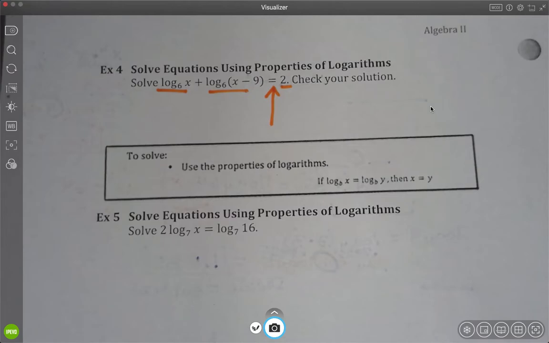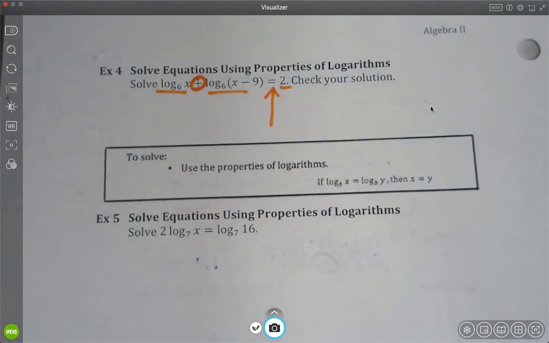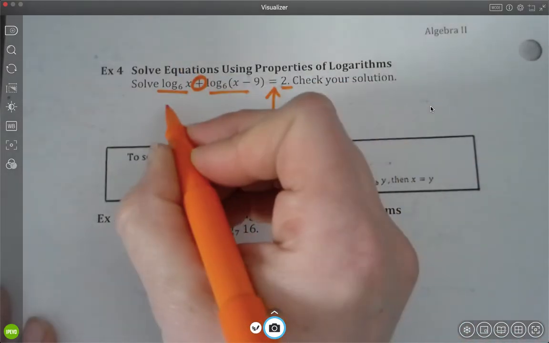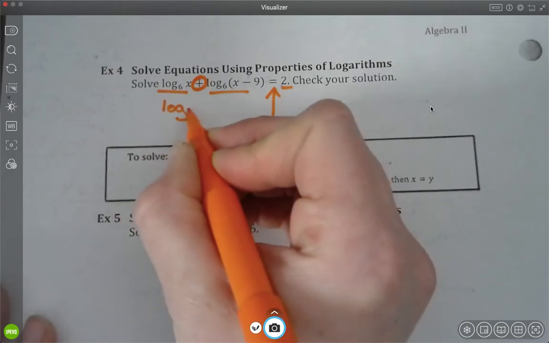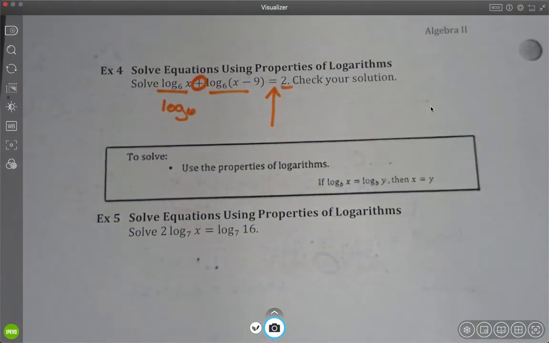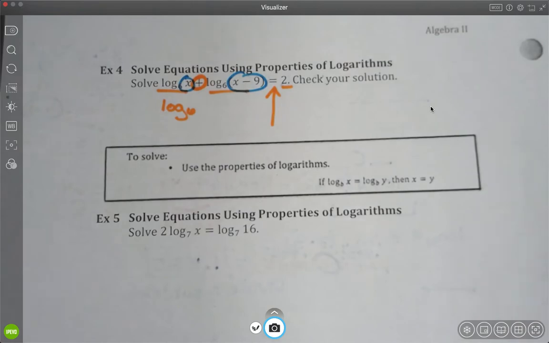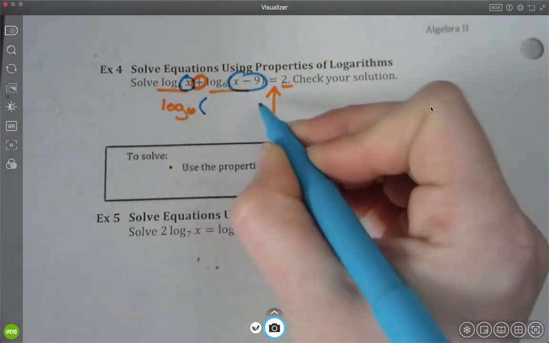But these 2 logs, I want to put them together. What's in between these 2 logs? A plus. Okay, circle the plus. In between those 2 logs is a plus. What does plus mean? Multiply. Add means multiply. So when I put them together as 1, it's log base 6 of, and what am I multiplying? x and x minus 9. I'm multiplying the x and the x minus 9. If I multiply those together, what do you get?